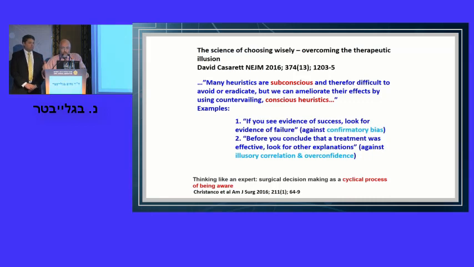And he gives a couple of examples. I'll give you only two. He says, if you see evidence of success, look for evidence of failure. If you have a patient who is septic, and on the other day his white blood count drops from 20,000 to 18,000, and you say, okay, he's starting to be good. No. Look for evidence of failure, and this is against the confirmatory bias. And before you conclude that the treatment was effective, look for other explanations, against illusory and overconfidence.